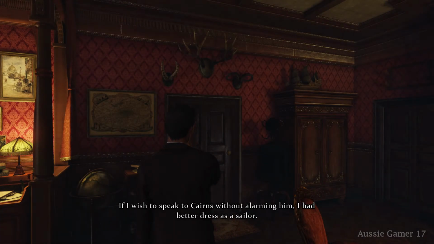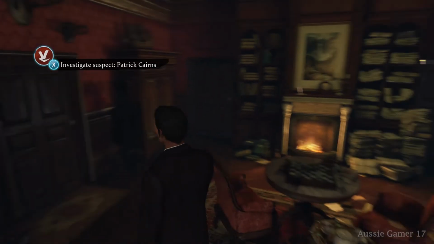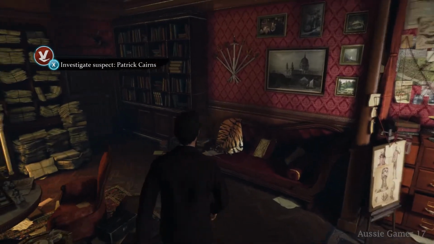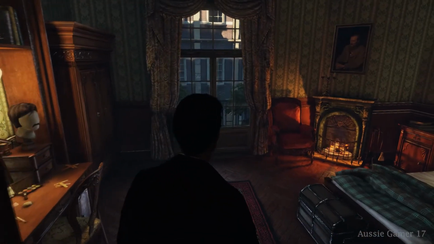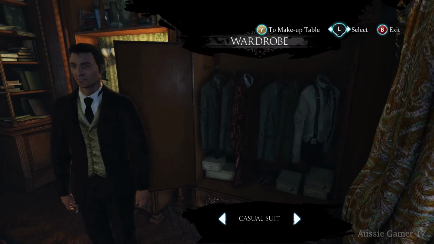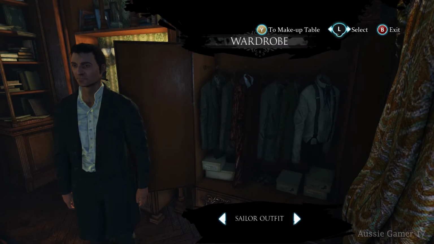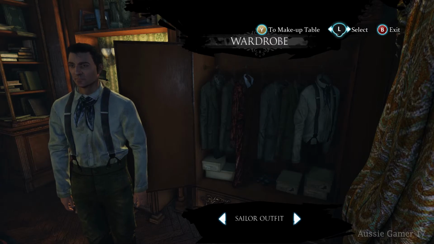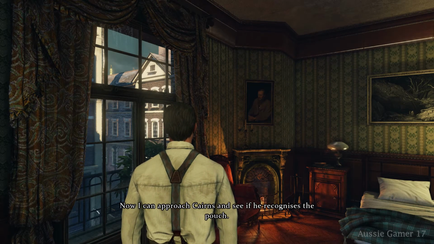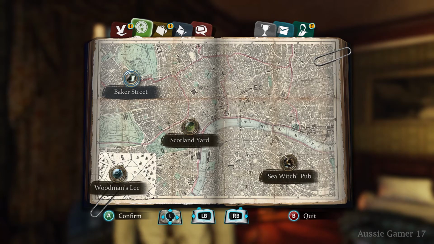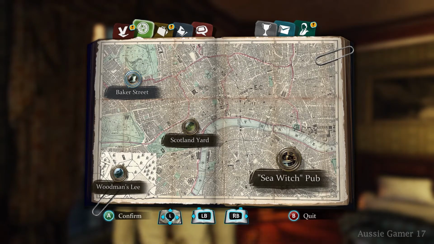If I wish to speak to Cairns without alarming him, I had better dress as a sailor. And yet another hint that we need to dress as a sailor. So back to our wardrobe. You may have noticed before, we have a sailor's outfit here. There it is, so select that. Now I can approach Cairns and see if he recognizes the pouch. All right, so back to our map, and you'll see now we have the option to go to the Sea Witch pub. So let's go there.